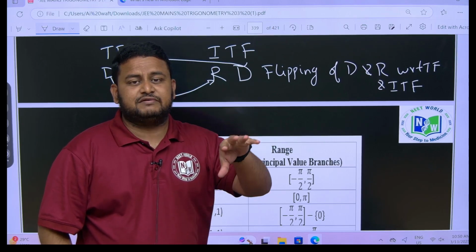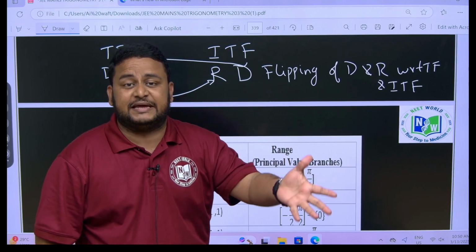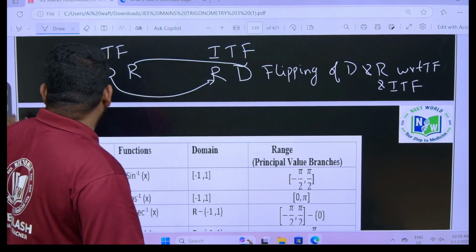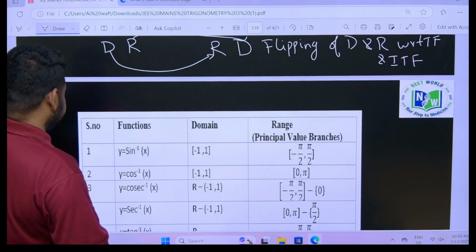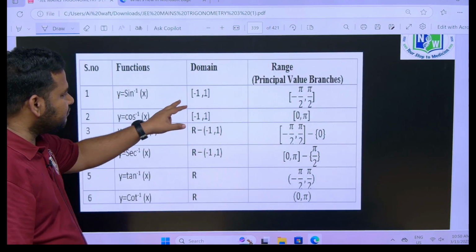When it comes to sin inverse of x, the same value -1 to +1 will not become the range, that will become the domain. Got it? So look at this. That is what this table is showing. y is equal to sin inverse of x.